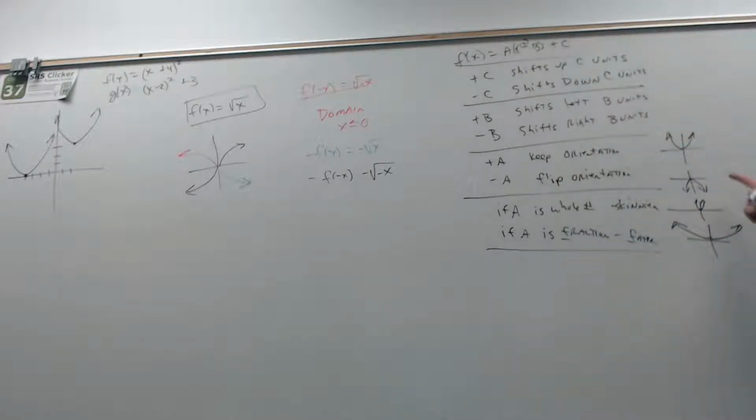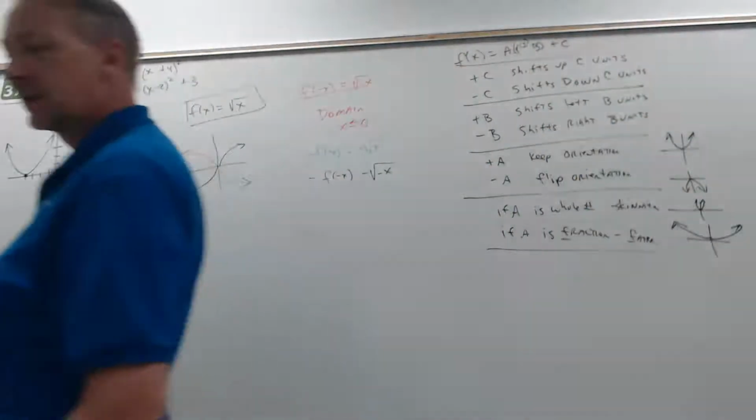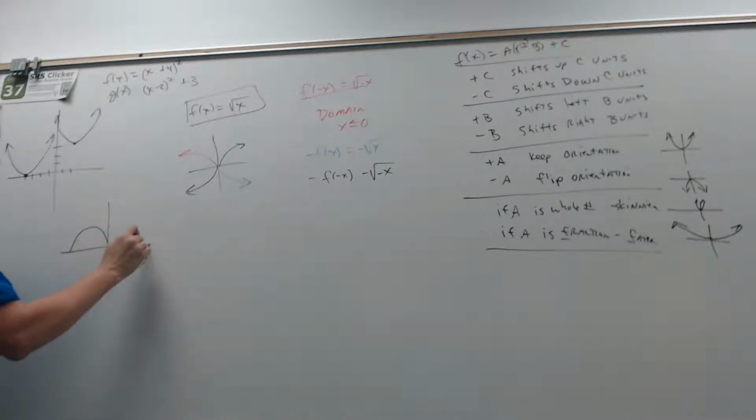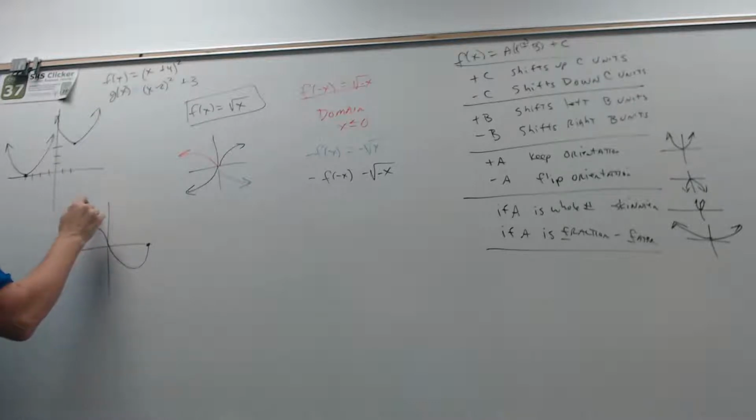Okay? I gave you some examples with parabolas because those are easy to see. Some of these other functions are a little bit harder to see. Let me try. Okay, here's a good one. What if I have a graph that looks like this? Okay, I'm not going to give you any values. I'm just going to say this represents f of x. Okay?